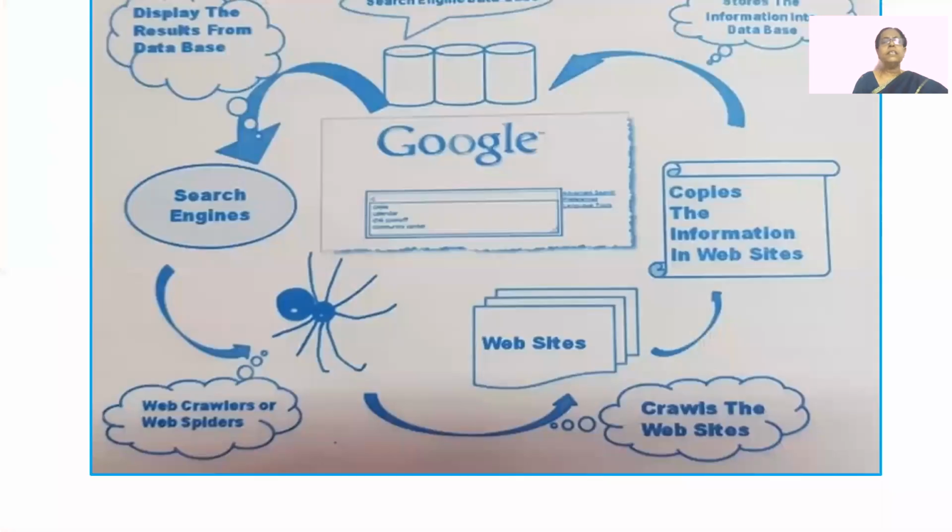You can see a diagram of how Google works. Here you are typing the search word, right? It's giving you so many search words coming up. How are these search words coming up as you are typing one word? It starts building up the list. How is it doing it?